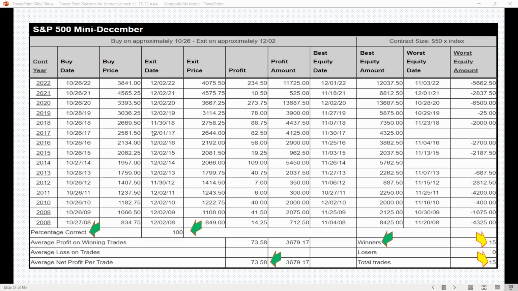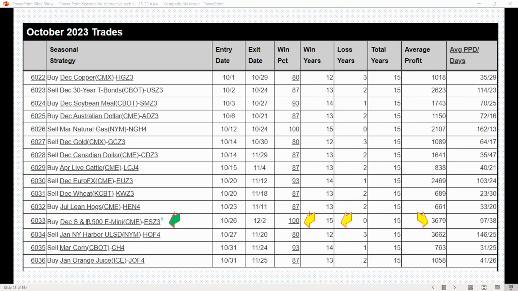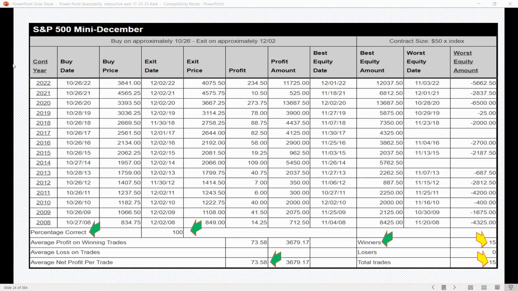Now here's breaking it down in even more detail. This is going to go to the December S&P futures contract, but then we get to use SPX or SPY. Here is the supporting data for the S&P 500 December contract. Here's 2022. It got in on the 26th of October, bought right there at 38.41. The exit was based on the seasonal of this model out on the 2nd, at an exit price of 40.75. This was up $234.